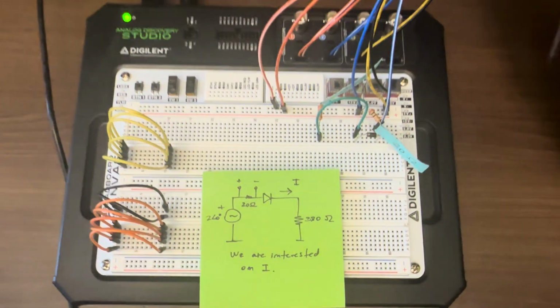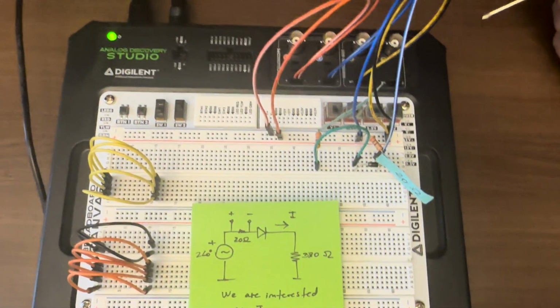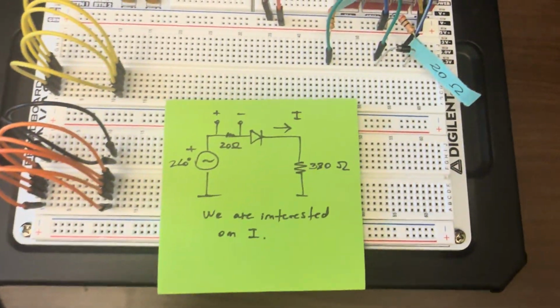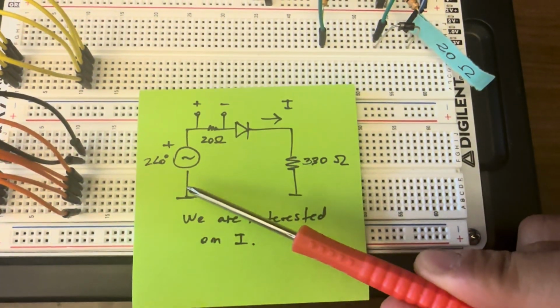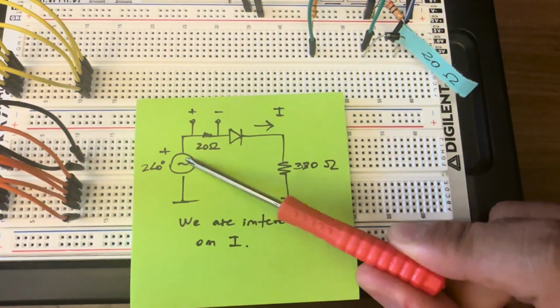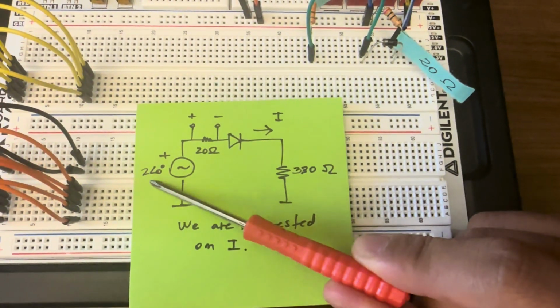Hello, welcome to this implementation video. On this one, we're going to be looking at this circuit. We're going to have our wave gen, which is going to generate a 2∠0 voltage source.